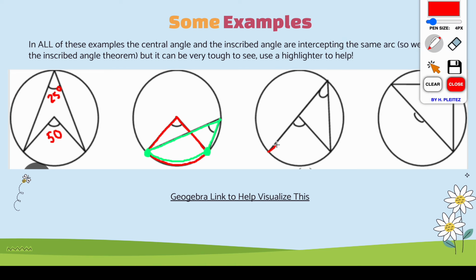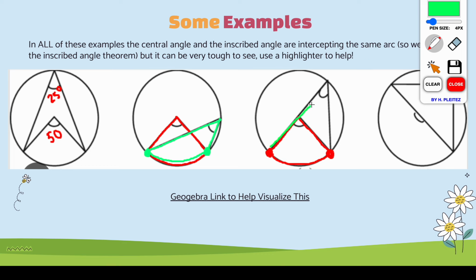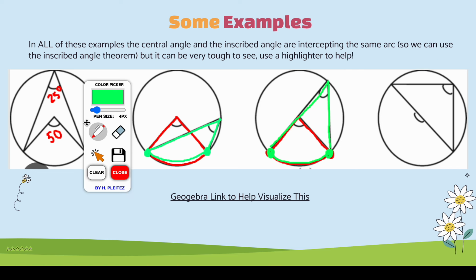Now in this example here, our central angle is intercepting the circle between these 2 points right here. And then if we take our second color and highlight our inscribed angle, we can highlight those same 2 points, and we can see that they are intercepting the same arc, so we'd be allowed to use that theorem.